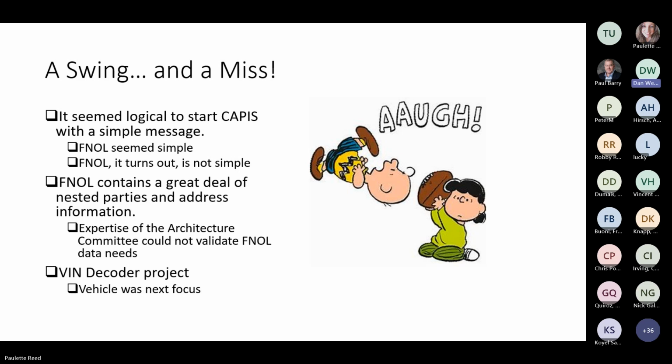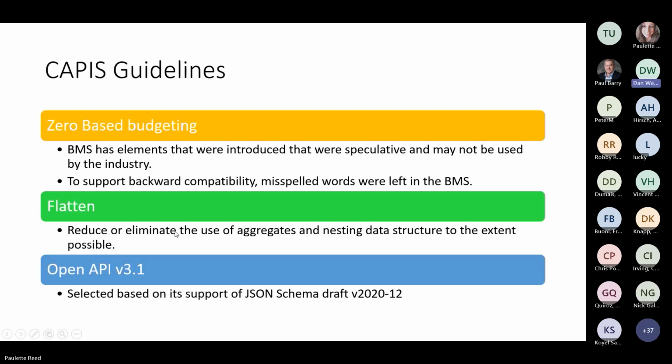Although it sneaked its way onto this swing and miss slide, a VIN decoder to a vehicle object was our first success story, with an opportunity to find complete, meaningful BMS examples and show how they could be represented in JSON and Open API. If you were to join us in CIECA architecture, you might not hear about OAS 3.1 or our JSON style guide in every meeting, but you'll very likely hear about zero-based budgeting and flattening, our two main pathways to simplifying.